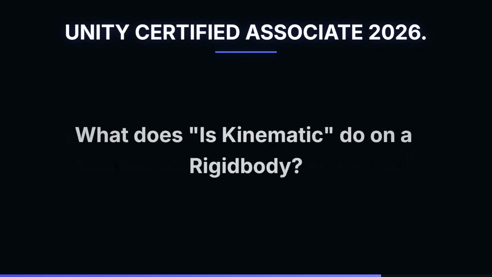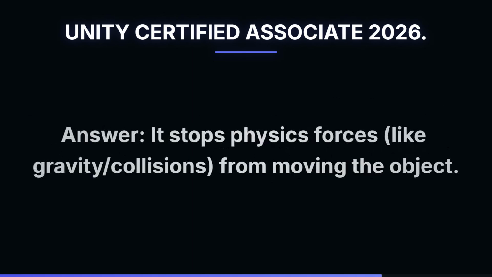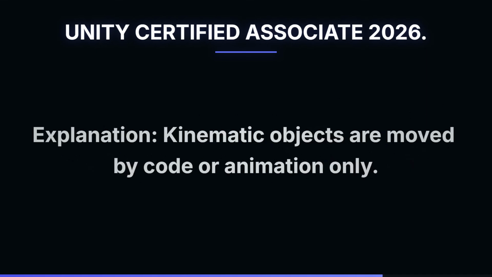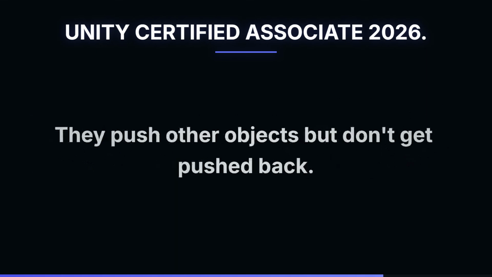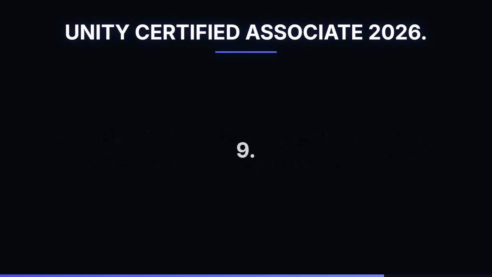8. What does is kinematic do on a rigid body? Answer: it stops physics forces, like gravity and collisions, from moving the object. Explanation: kinematic objects are moved by code or animation only. They push other objects but don't get pushed back.